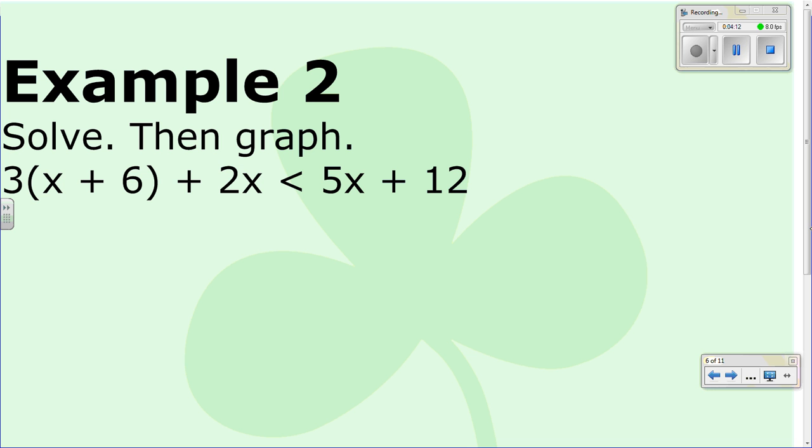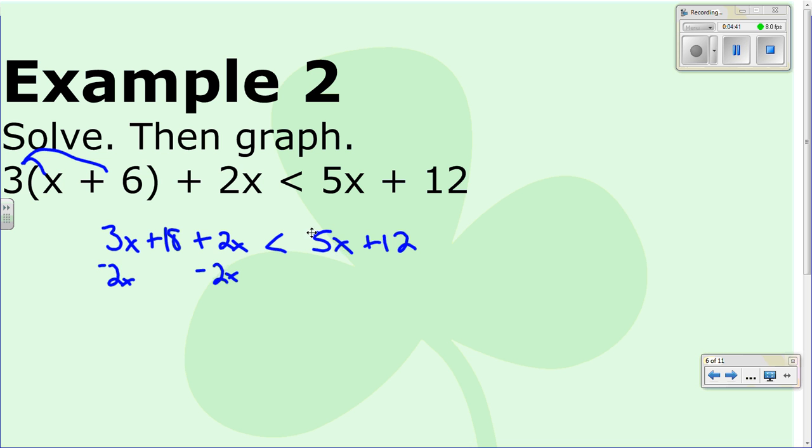Example 2. The first thing you have to do with this one is distribute the 3. That gives you 3x plus 18 plus 2x is less than 5x plus 12. Now I remember from Unit 2, one of the most common mistakes I saw was people would do minus 2x here and minus 2x here. That is not true. Remember, you only subtract when you're crossing over the sign. So that's why we might want to draw a line.